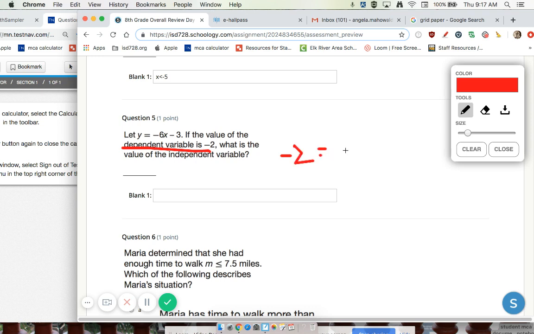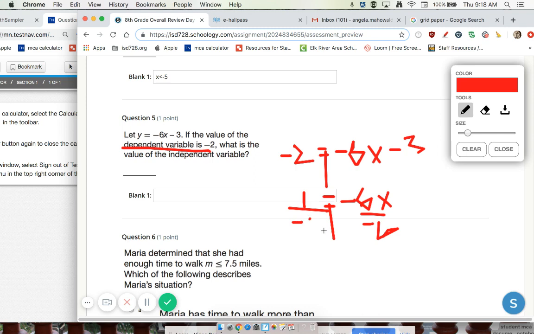equals -6x minus 3. And then I'm just going to solve. So I'm going to add 3 to both sides. So plus 3, that's going to give me a +1 equals -6x. And then I have to divide by a -6 because they're sticking together. So that implies multiplication. So to get rid of multiplication, you divide and just leave it as a fraction.